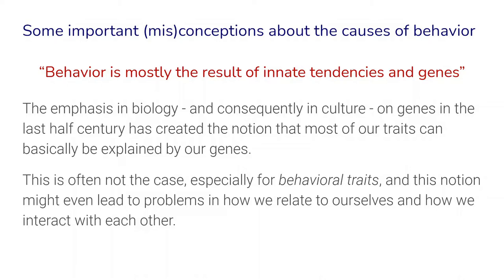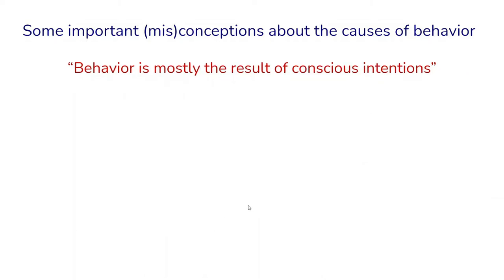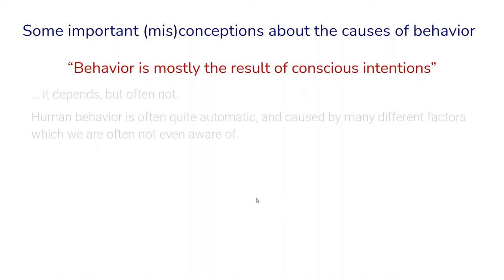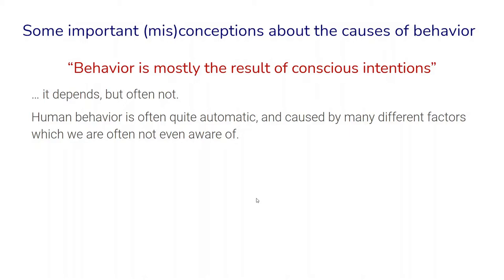And this notion might even lead to problems in how we relate to ourselves and how we interact with each other, because if we're really thinking that certain traits are based on genes, then of course this makes it much more difficult to change those traits and to change the causes. Another important conception that is going the other way is the intuition that behaviors are mostly caused by or the result of conscious intentions, conscious goals that we set ourselves. Now, it depends, of course, on the situation, but often this is also not the case. In fact, human behavior is often quite automatic and caused by many different factors, some of which we are often not even aware of. And this also will change how we relate to our own behaviors and the behaviors of people around us and how we approach different solutions about how we might change our own and other people's behaviors.